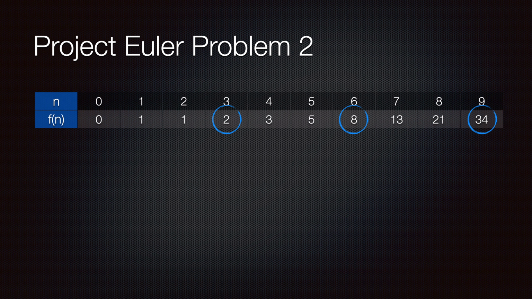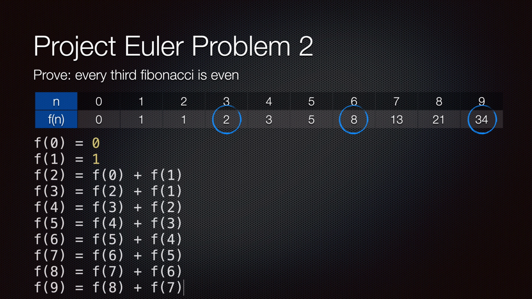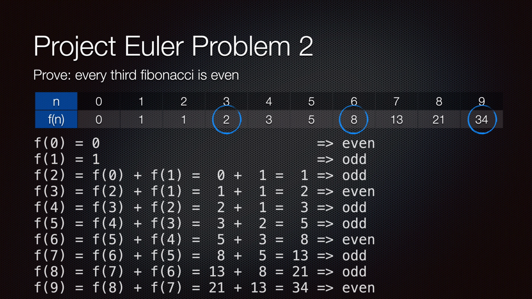What do we need to prove? Based off of this observation, prove that every third Fibonacci is even. So where do we begin? Let's look at how we compute f of n's. Let's evaluate everything and take a closer look at the specific rows we want.